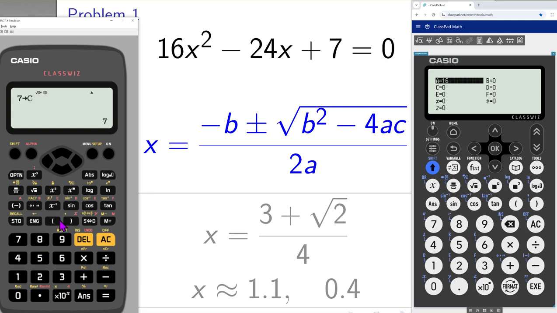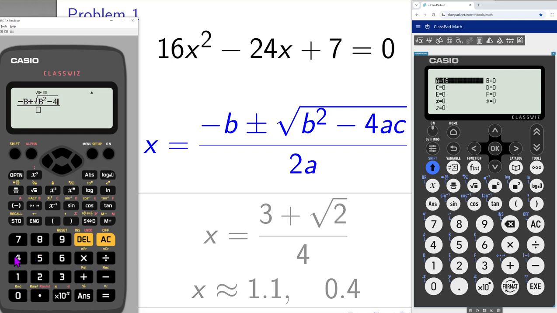Store it to C. Okay, now we're going to clear, open a fraction bar, and kick off with the top of your formula, which is minus B. Now I'm recalling B. And we can only do plus or minus. We'll start off with the plus, and we will go square root. We'll bring back our B to be squared.